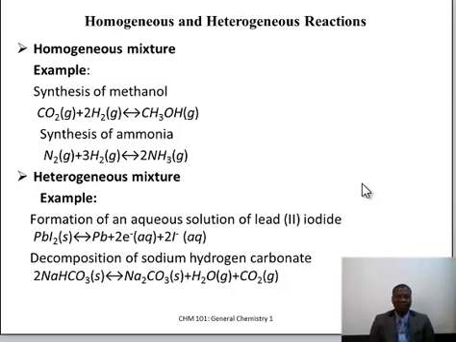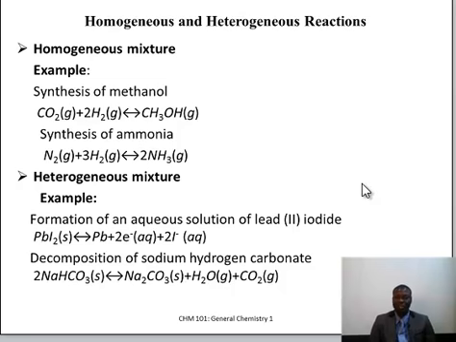For homogeneous mixtures, I have two examples on the screen. The first one involves the synthesis of methanol, while the other example involves the synthesis of ammonia. When you look at it, we see that they are all in the same phase. That is, when you look at the equations, we see that all the reactants are in gaseous phase, while the product is also in gaseous phase. A situation whereby you have both reactants and products in the same phase is referred to as being homogeneous in nature.